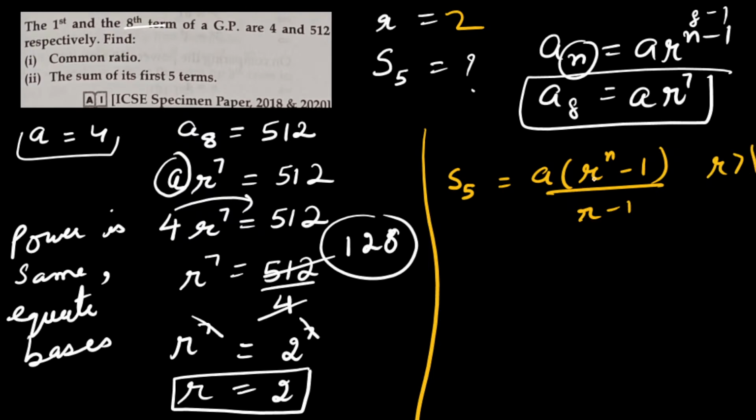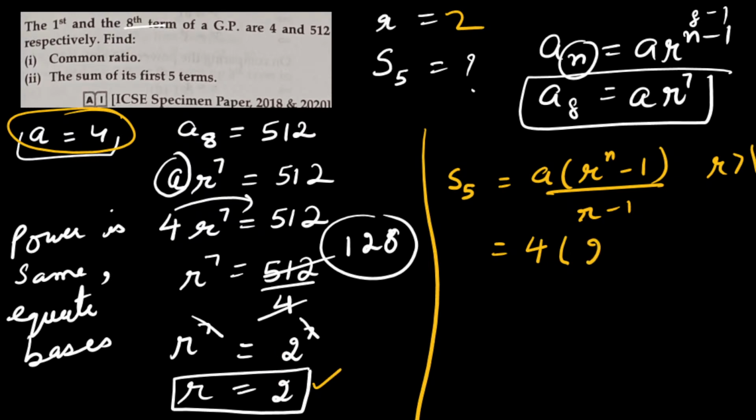Yes, Shiva Shankar has already calculated the sum's value also. Let's check whether it is correct. So for S5, we can substitute A's value. A's value is 4, it's given to us in the question. R's value we found.